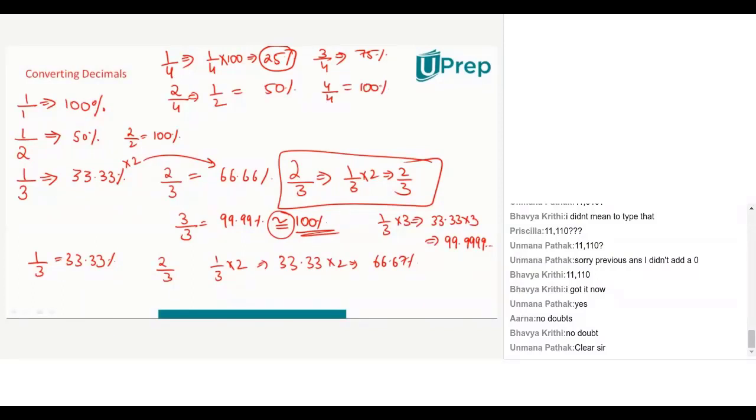Are you guys clear? Yes or no? I'm trying to make fractions to decimals or fractions to percentages very easy for you. If anyone asks 3 by 4, what should strike your head? 1 by 4 is 25, 3 by 4 is 1 by 4 into 3, so 25 into 3 is 75. That's how your calculation should improve. Are we clear till here? Now let's see the next.